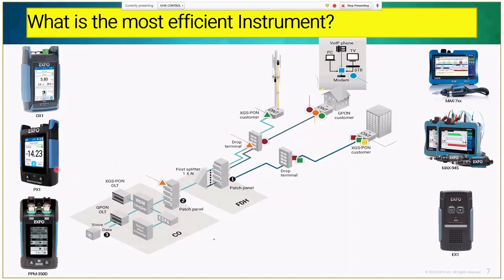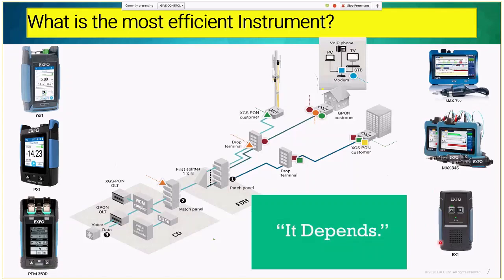Why is it important to know which one to use and where, and to see which one of these is the more efficient one. We have our OTDR, which in this case is a Max 700 series. We have our kit of insertion loss measurement, so two test sets, one works as a power meter, the other one works as a light source. And then we have our EX1 for measuring upper layers of the OSI model.